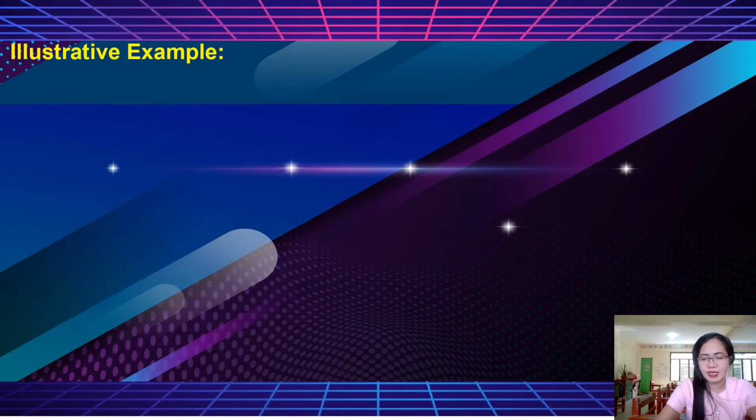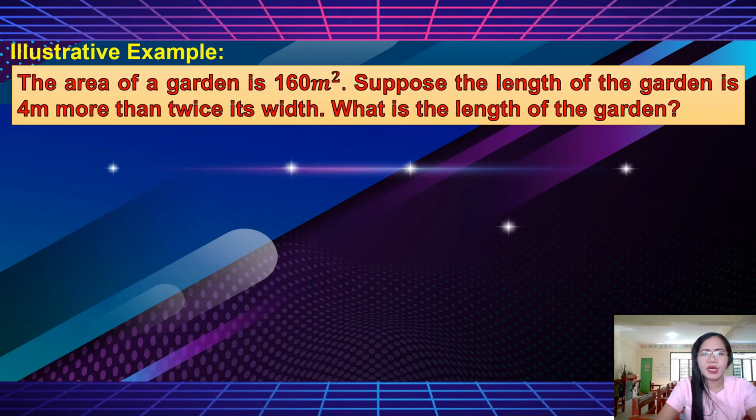Proceed to our second example. The area of the garden is 160 square meters. Suppose the length of the garden is 4 meters more than twice its width. What is the length of the garden? Now, as what you had noticed, the given is just the same with our second problem. But ang ato ang length is now 4 meters more than twice its width.